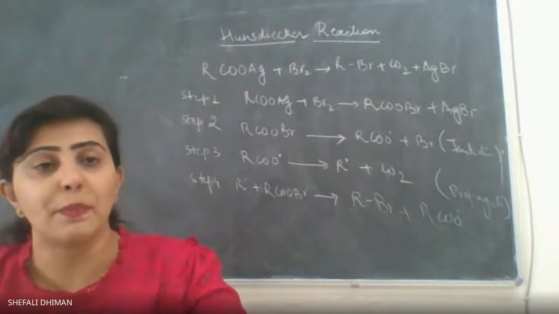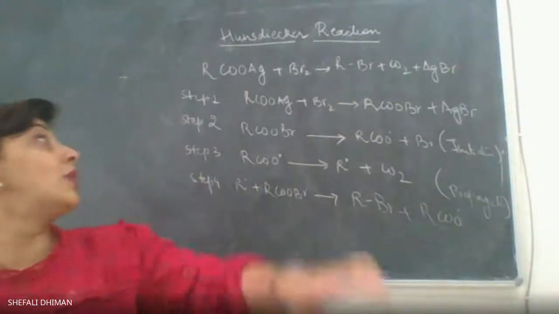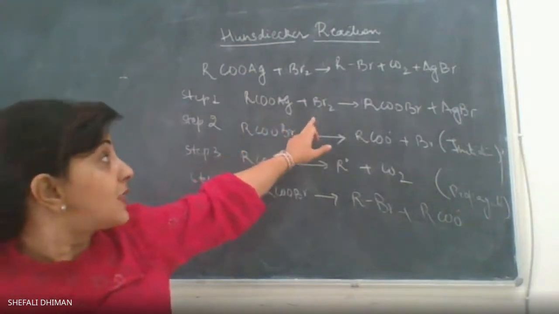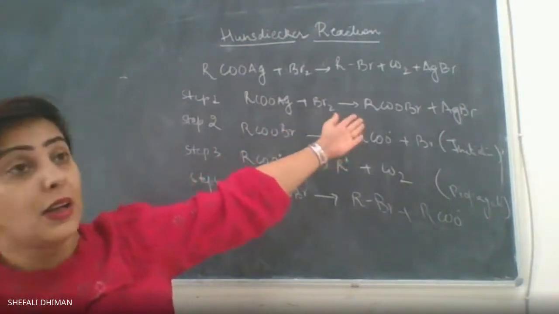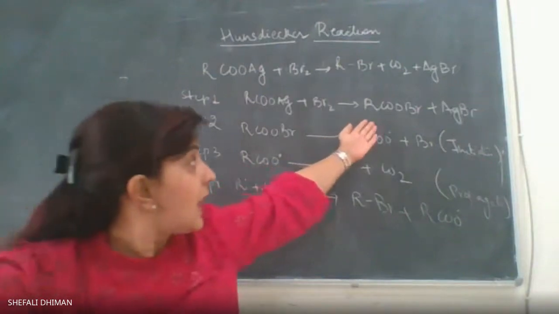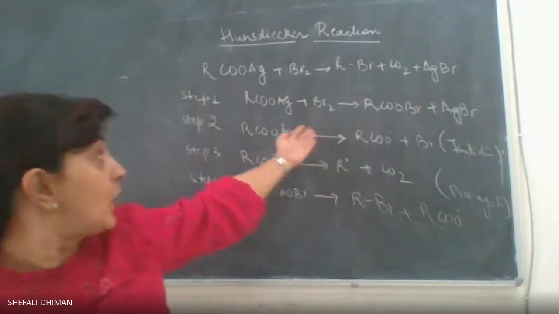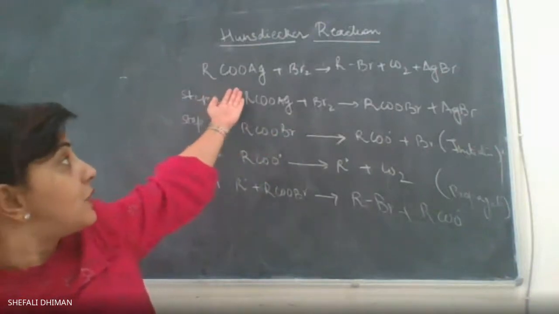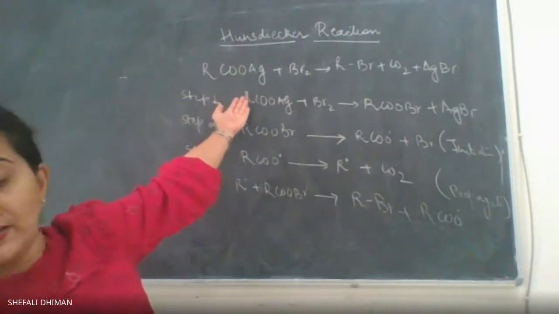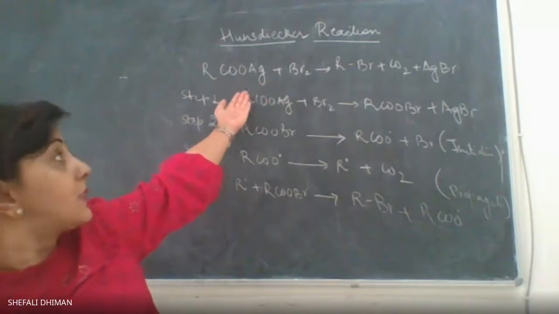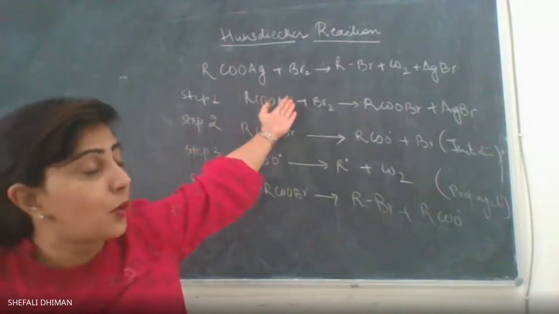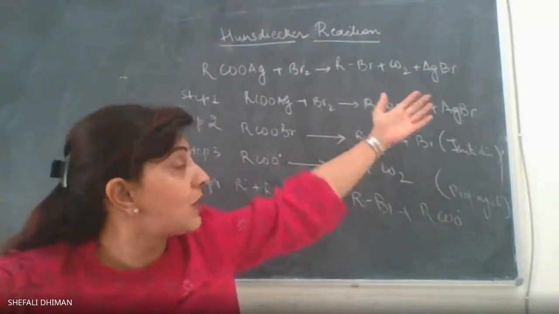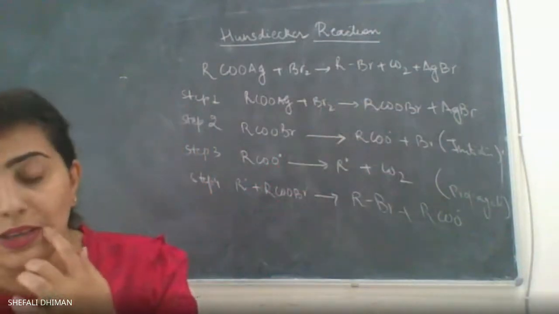How the reaction happens: we take the silver salt of the acid and react it with bromine. You form the acetates. Then, in steps 2, 3, and 4... So, actually, what is the reaction? The reaction is that when you take the silver salt of the carboxylic acid and react it with bromine, you get alkyl bromide, carbon dioxide is evolved, and silver bromide is formed as a salt.